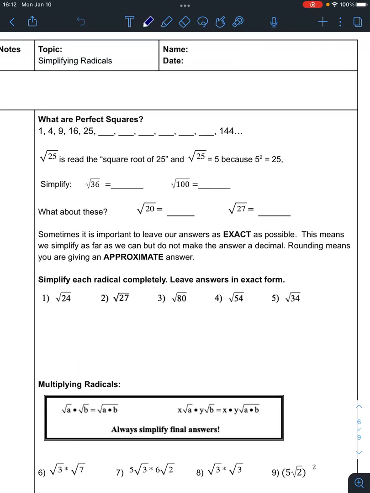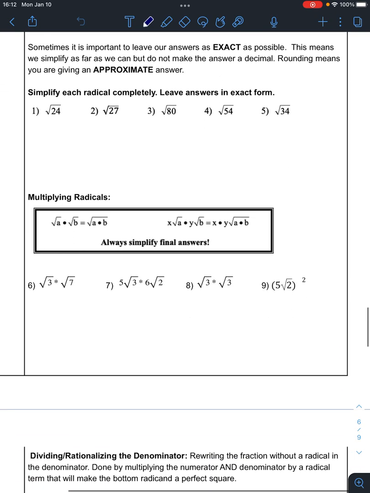So before we get started with special right triangles, I want to point out a couple of things that we're going to need. We didn't get a chance to do this in class, so I want to point out a couple of things that you're going to need going into our next lesson.